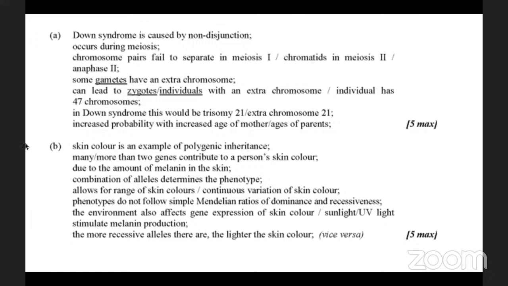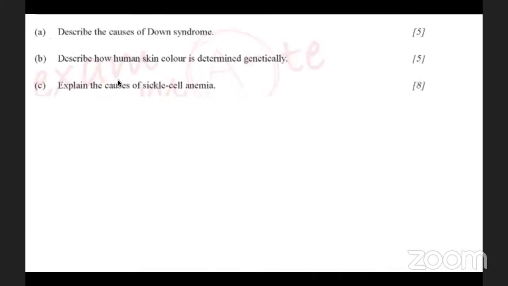All right. So question number 2, again: describe how the human skin color is determined genetically. Before we go to the answer, is human skin color determined by one gene or by many genes? Many. Yes, it is determined by many genes.